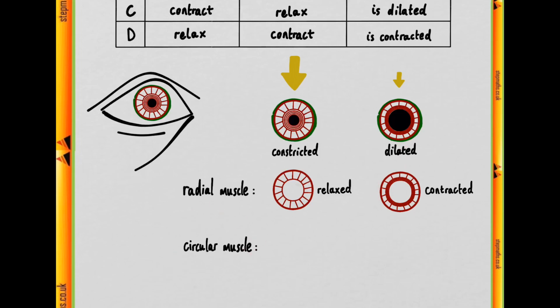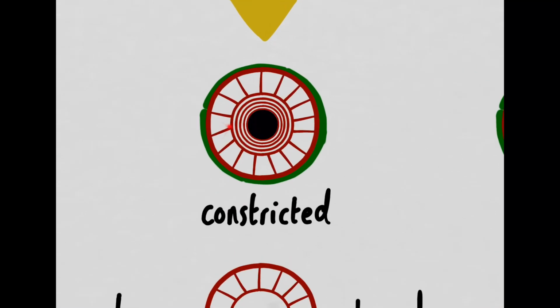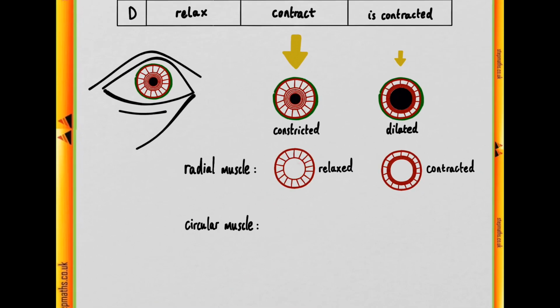In the circular muscle, which is more central and surrounds the pupil, we can see that in this case, the muscles become fatter, and that's because there is contraction of the circular muscle in the case of the constricted pupil in high light, whereas in low light it is relaxed and therefore a bit thinner. So we can see that the inverse effect is carried out by the circular and radial muscles.